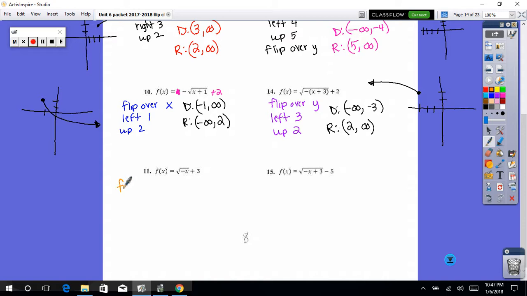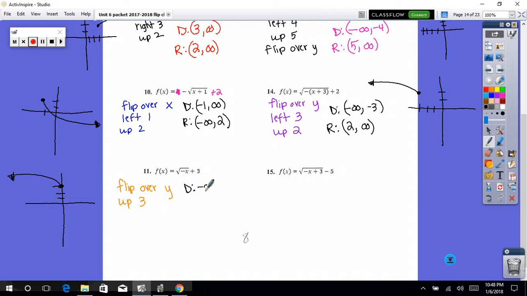Okay, 11. Negative x means we flip over the y. Again, pointing to the left, and we're going up 3. Okay, up 3, and we're facing this way instead. Okay, which literally just flip-flops our domain.